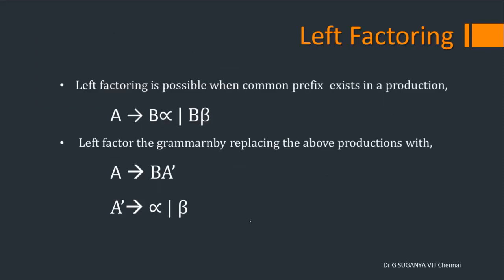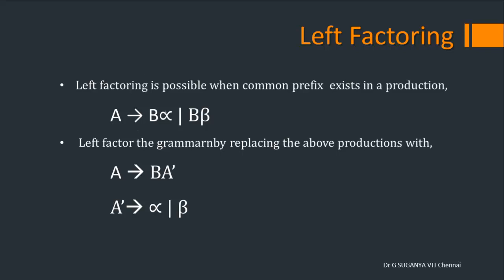So left factoring is said to happen if there exists a common prefix among the alternates. If you have multiple alternates for a particular non-terminal, and there exists a common prefix, we say that it can be left factored, because when a common prefix exists among multiple alternates, we don't know how to start, and which of the alternates to choose becomes a difficult question to answer, and hence left factoring is important.